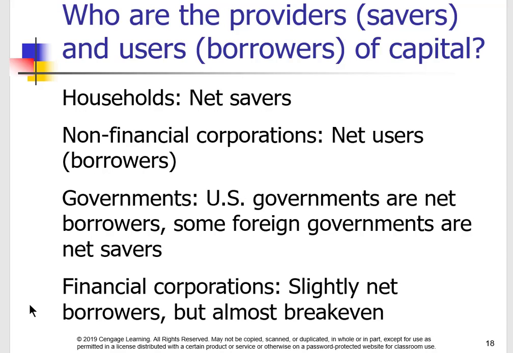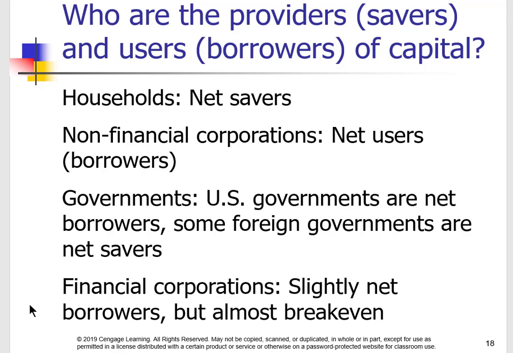And I'm sure you've heard of this many times in other classes, but we have savers and borrowers. But we want to talk about net. They say that households are net savers. That is, households typically have more money than they need on average. Now, that's not every household, but in general, households have extra money. They can save money.